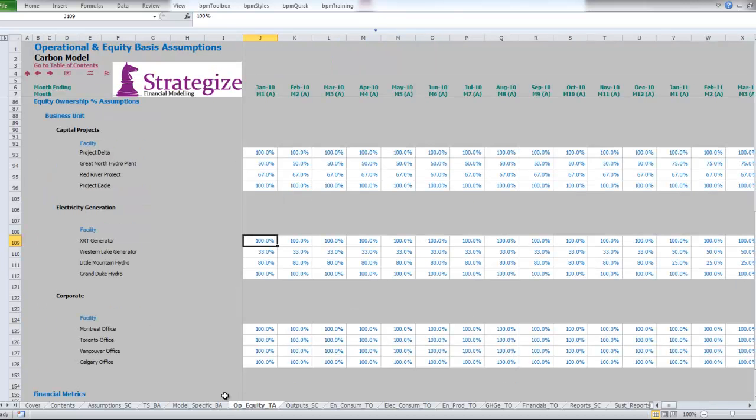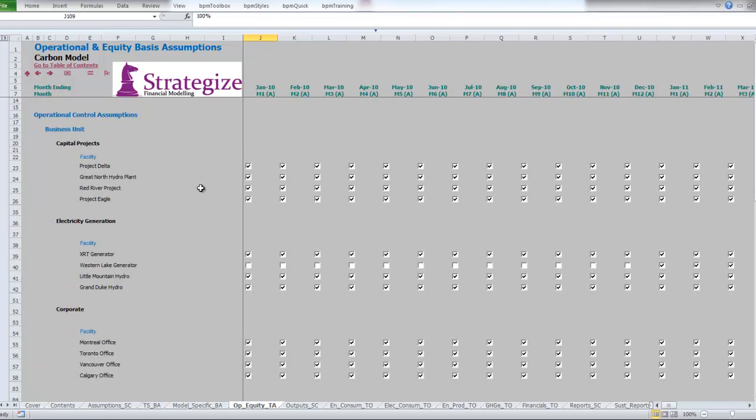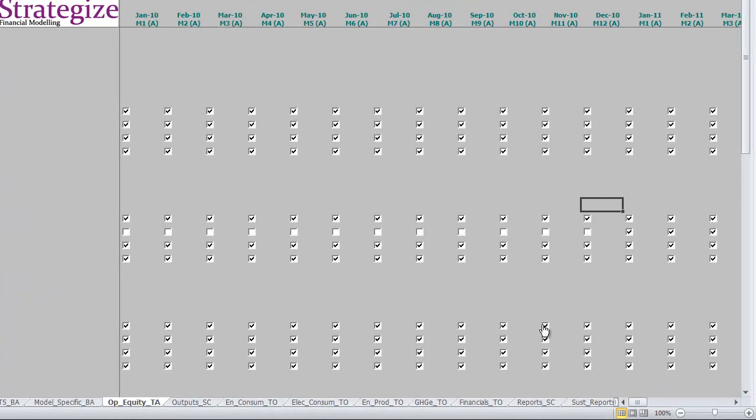The last assumption sheet is operational and equity basis. In terms of operational control, this may vary across not just your business units, as you can see here, but also across different assets. For example, the Western Lake generator under our electricity generation business unit is not actually under the company's operational control until January of 2011. So having this kind of flexibility in the model provides additional value add reporting power to management.